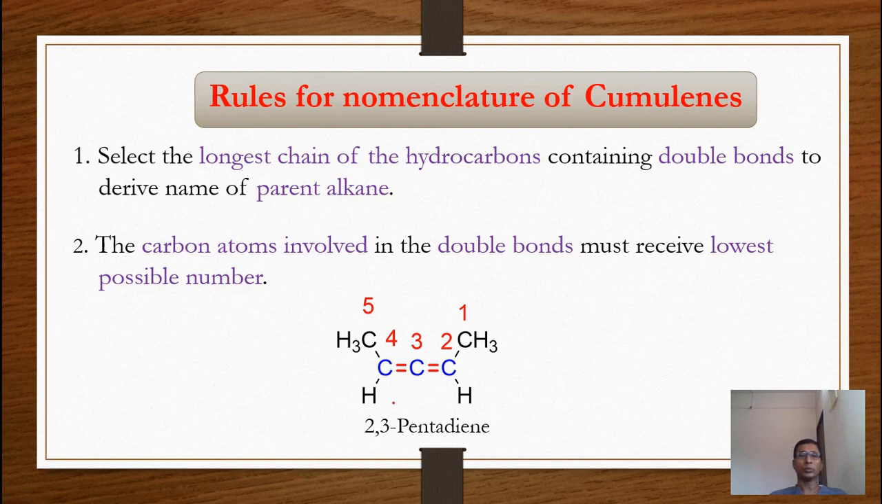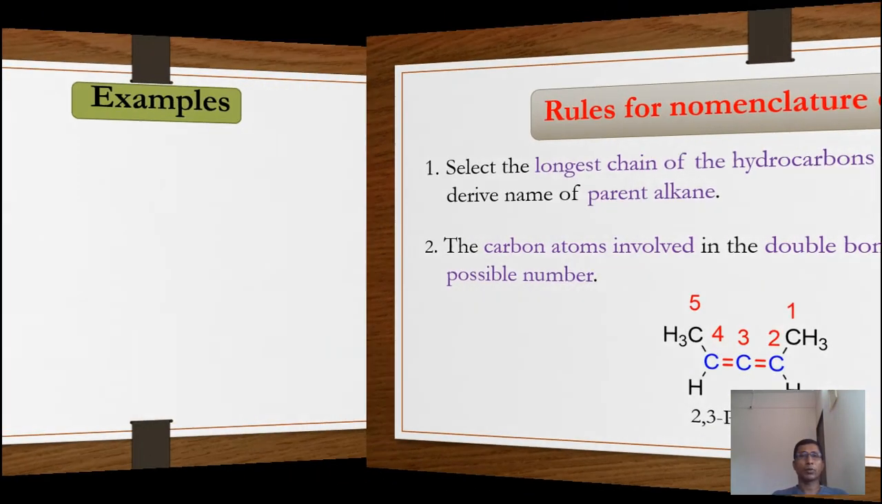Okay, now this is the example of 2,3-pentadiene. Here 5 carbon atoms are present, hence the parent alkane is pentane, while the double bonds are present at position 2 and position 3. Hence the name is 2,3-pentadiene. Let us see a few examples of cumulenes.